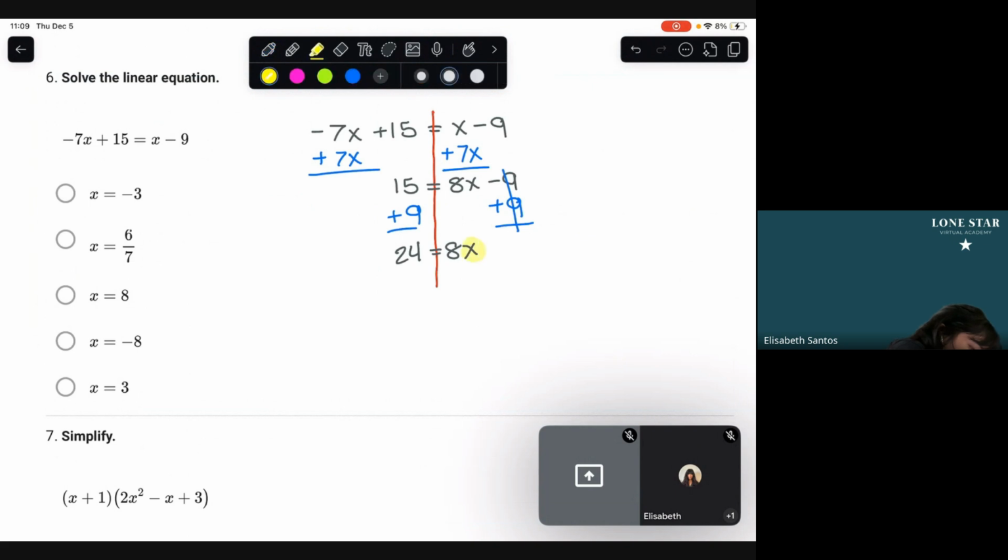Okay, remember we're trying to get x by itself. So now we're going to divide by 8. Remember that coefficient, that number is getting multiplied to the variable. So we're going to divide. That cancels. And we get 3 equals x. Or you can write it as x equals 3.